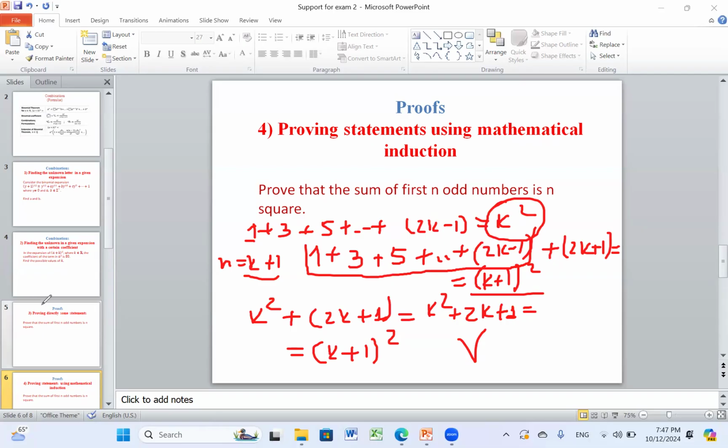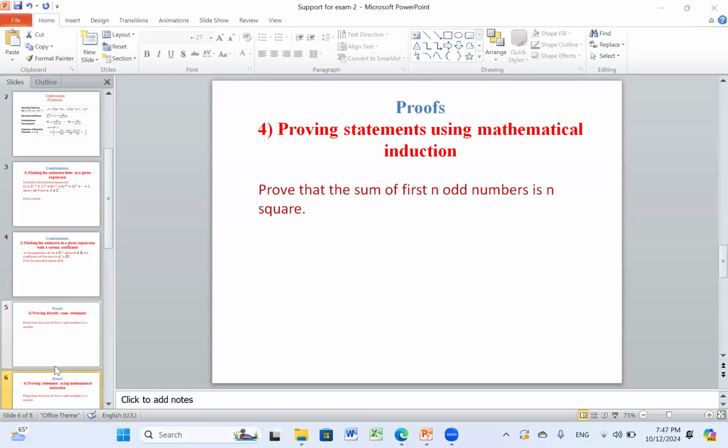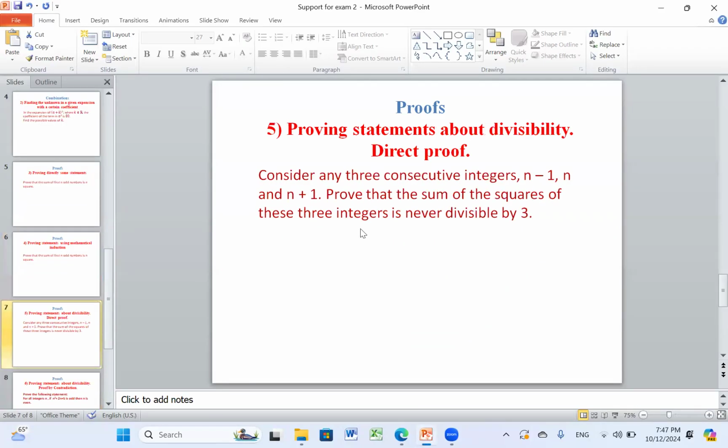So this is called mathematical induction. Again, for proving by mathematical induction, the first step is n equals 1. The second step, the assumption that n equals k holds true. And the third step is to prove for k plus 1. So the next type of proof also involves direct proof, but this type of proof is also used for proving some divisibility statements, so statements about division by some numbers.